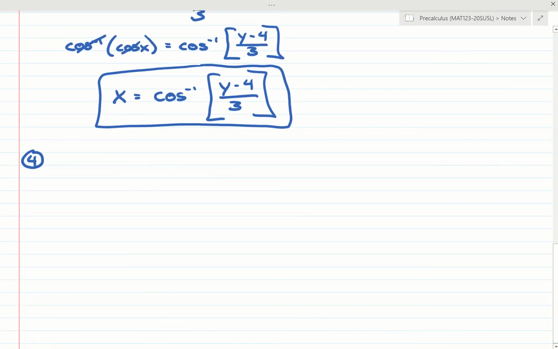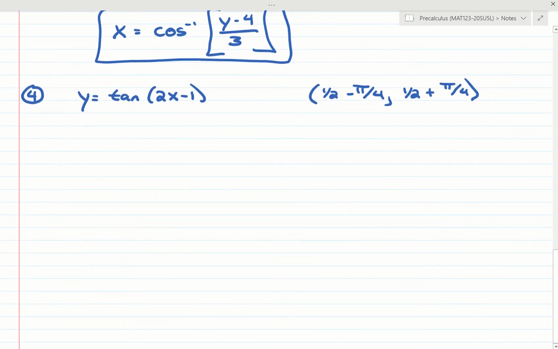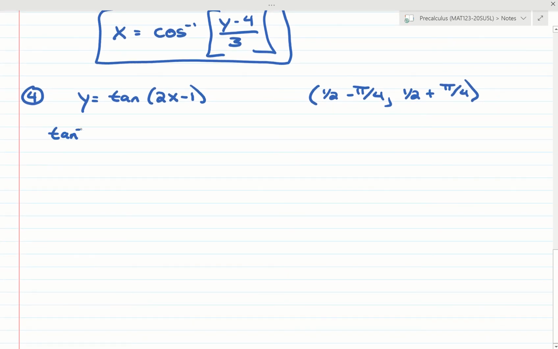Our last problem in this section says that y is equal to the tangent of 2x minus 1, and the interval is going to be 1/2 minus pi over 4 to 1/2 plus pi over 4. If we want to get x by itself, we could start off by taking the inverse tangent of both sides. Cancel out the tangents. We get the inverse tangent of y is equal to 2x minus 1.